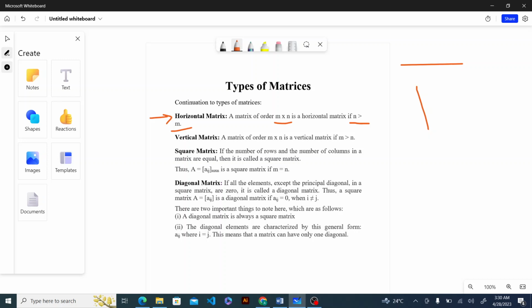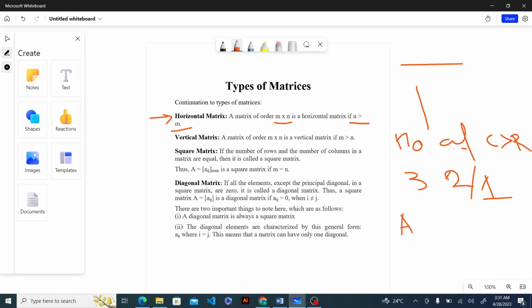The definition of a horizontal matrix says that a matrix of order m into n is horizontal if n is greater than m. So this says that if n is greater than m, meaning the number of columns is greater than the number of rows, then it will be a horizontal matrix. Means if it has 3 columns and 2 rows or 1 row, then it will be horizontal.